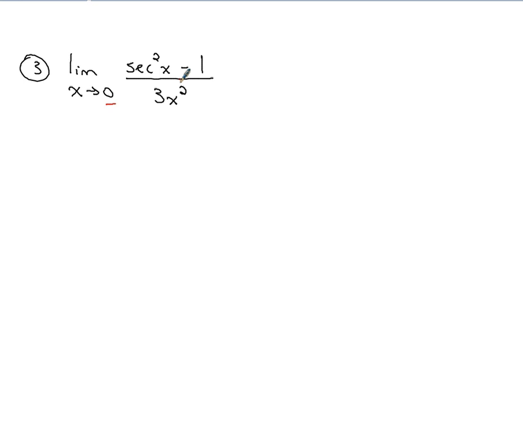So if I take 0 and plug in up here, I've got the secant squared of 0. Could also write this as the secant of 0, squared, right? It means the same thing. The question is, what's the secant of 0?